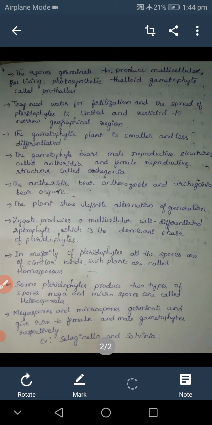Some pteridophytes produce two types of spores, megaspores and microspores, and are called as heterosporous. Here we can differentiate whether it is male or female spore. Megaspores and microspores germinate and give rise to female and male gametophytes respectively. Example, Selaginella and Salvinia.